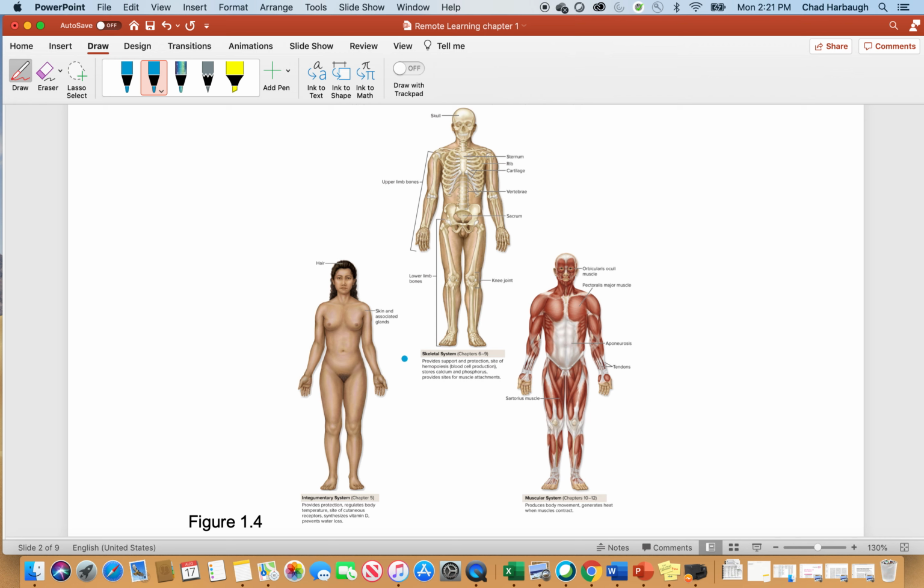So when we look at organ systems, the first one we'll take a look at is going to be the integumentary system, otherwise known as the skin. Its main job is to provide protection. It helps regulate body temperature. It's the site of cutaneous receptors, such as the hair on your arms. It synthesizes vitamin D and prevents water loss.